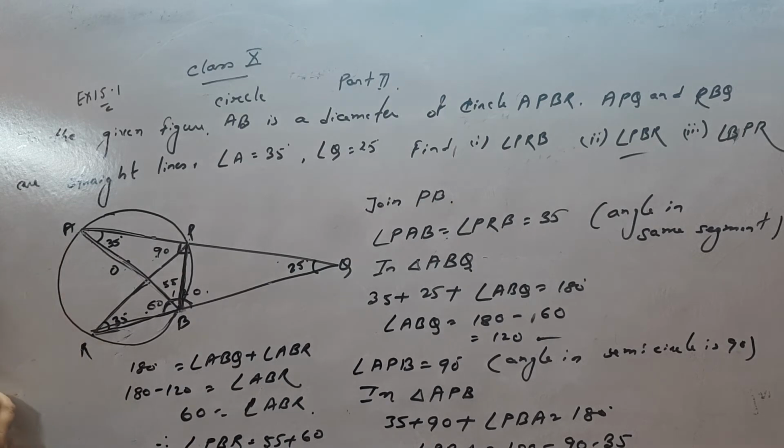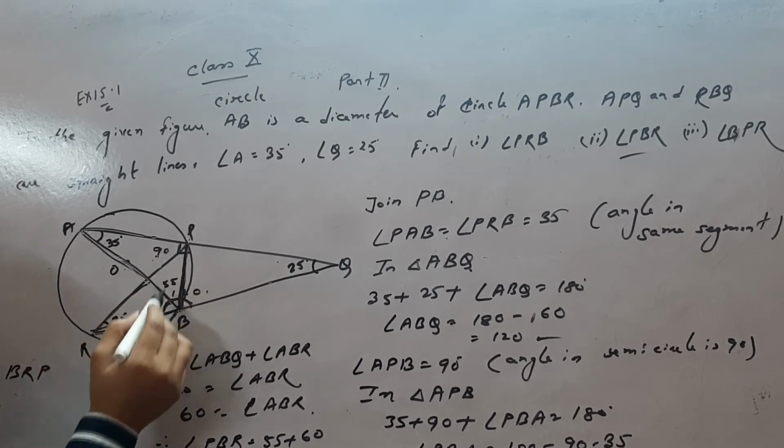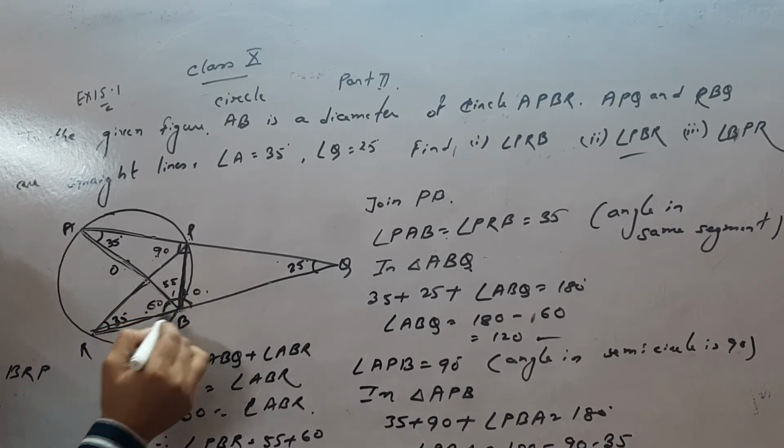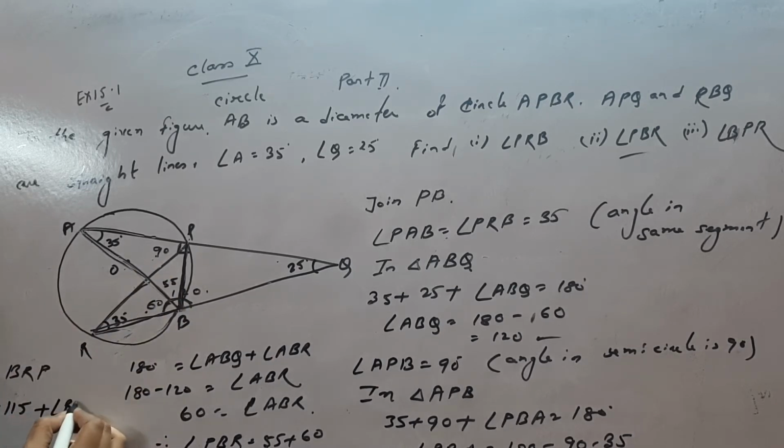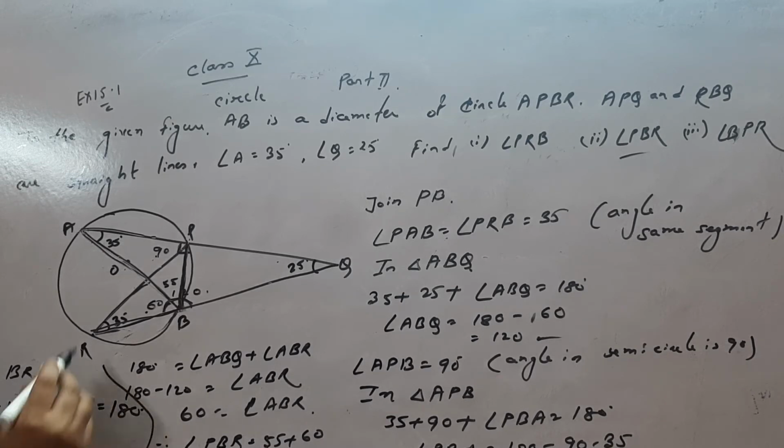So in triangle BPR, this one is 35. This one is 35, and this full portion is 115. That means angle PBR is 115. So the left is RPB equals to 180. Okay, done.